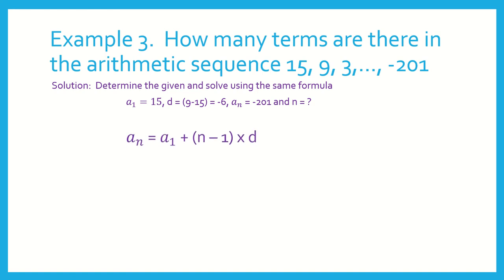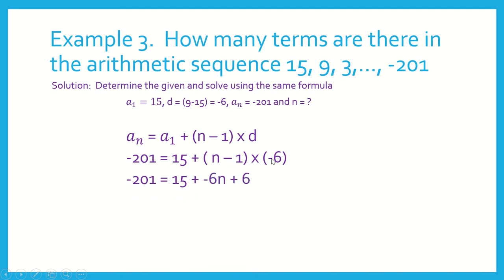The same process, all we need to do is to substitute what we have. Let's start with the a sub n, which is negative 201. And then a sub 1, which is 15. Our n is missing. And our common difference, which is d here, is negative 6. Okay, how are we going to solve this one? Take a look at this part here. What we're going to do first is to multiply the negative 6 to n minus 1.